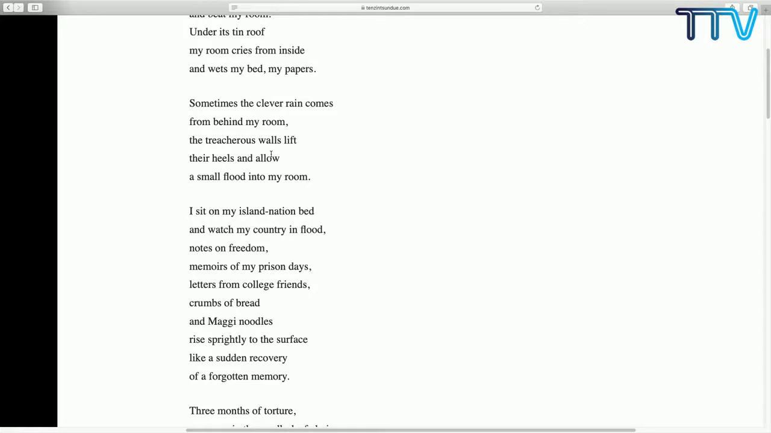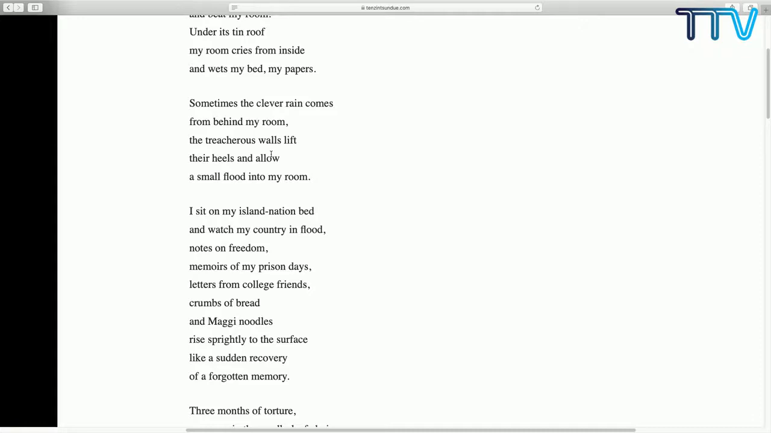So you see the flood, the picture. So it's also imagery. He has made extensive use of imagery. Not the ordinary words, but the words which will help us to imagine. "I sit on my island nation bed." Okay, you see an island.